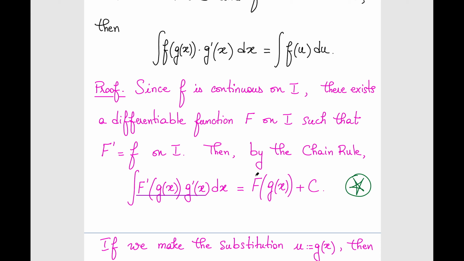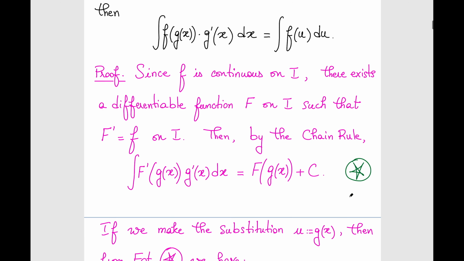Remember, the chain rule is the derivative of the outer with respect to the inner, times the derivative of the inner with respect to its own variable. So this is true. Let's call this equation star.